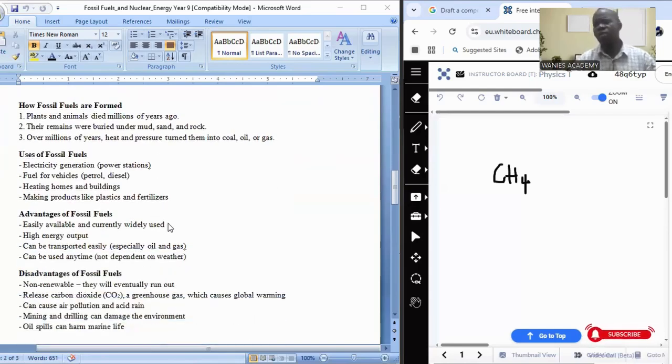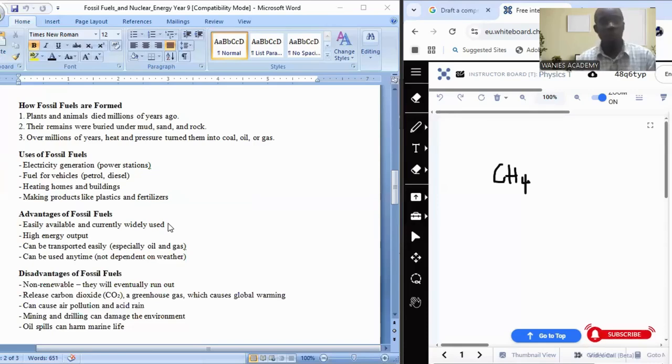Now, what do we actually use fossil fuel for, if I may ask? Oh, to power our cars? Yes, that's correct. Good. To heat our homes? Yes, we need it. We also need it for cooking as well. Yeah, that's good.